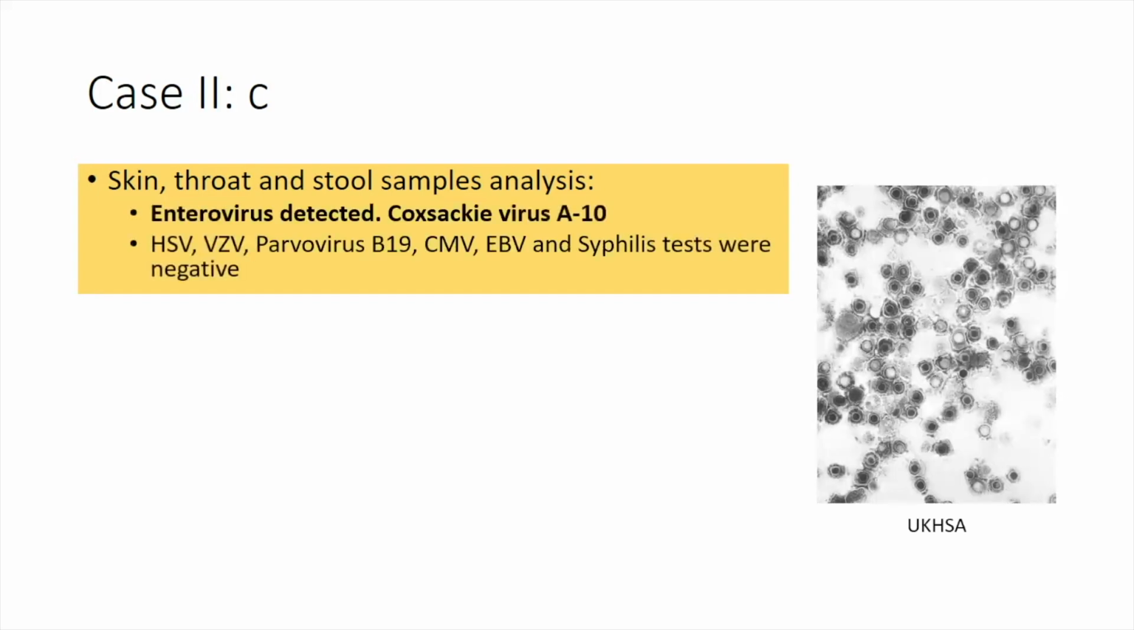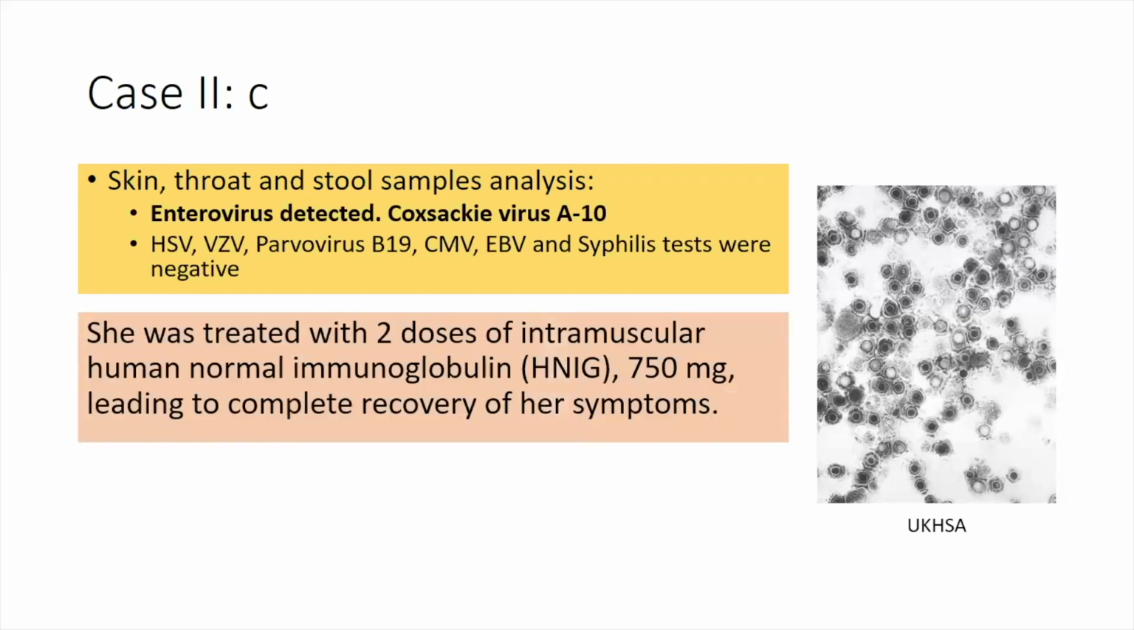It's a Coxsackie virus A10, which is very well known to cause hand, foot, and mouth disease, and also herpangina, and to a lesser extent, GI problems. The other usual suspects of skin rashes were negative. And we scratched our heads and we thought, okay, this must be treated with immunoglobulin because of her B cell deficiency. And we gave her 2 doses of human normal immunoglobulin, and it was like magic.